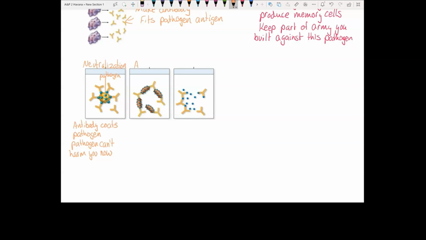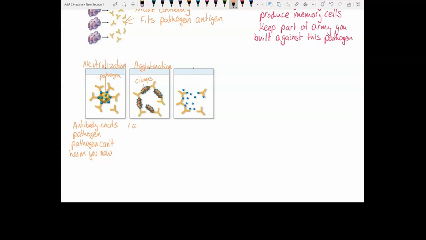The next one is agglutination. You should already know what this is because we talked about it in chapter 18 with red blood cells. If you get blood cells that don't match you, you'll have agglutination. It's the same thing. Remember then we talked about an antibody would bind 2 red blood cells and you would get clumps? Well, now you're just getting clumps of pathogen.